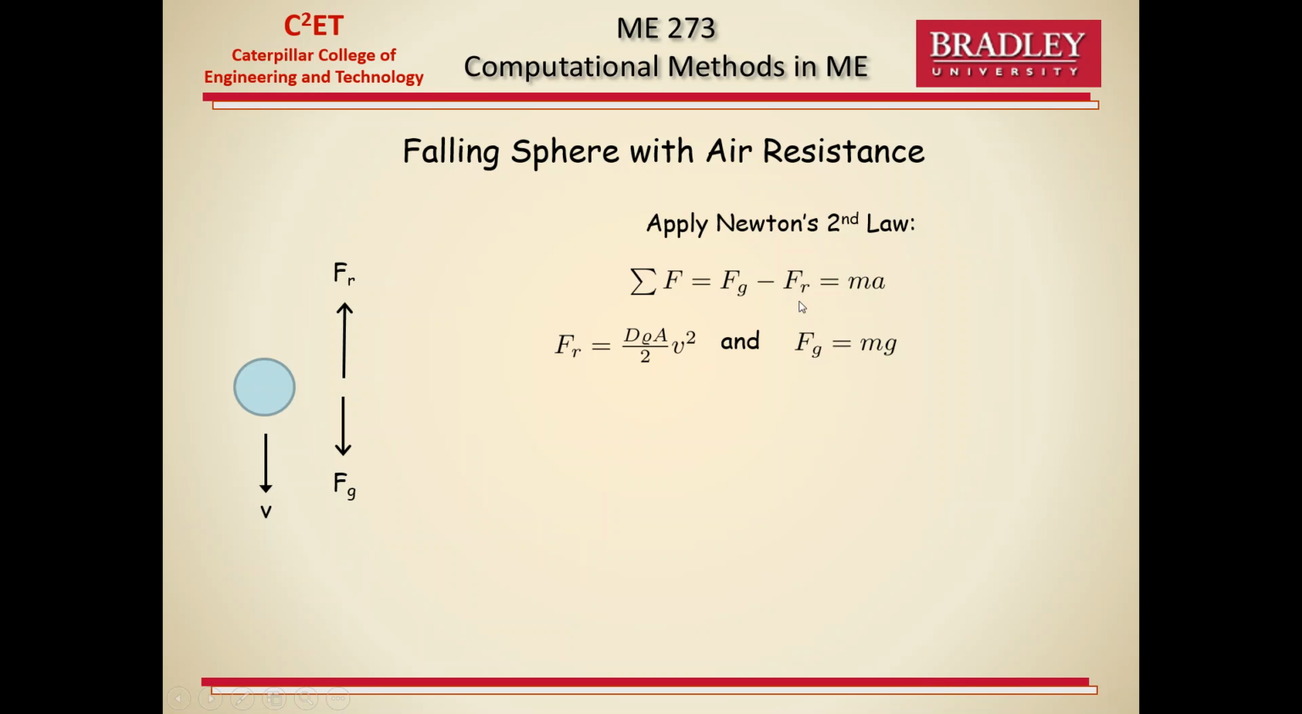The resistive force is opposing, so it gets a negative sign in the sum. Uncle Isaac says to set this equal to MA. Right? And here's the form of the forces we're going to use.